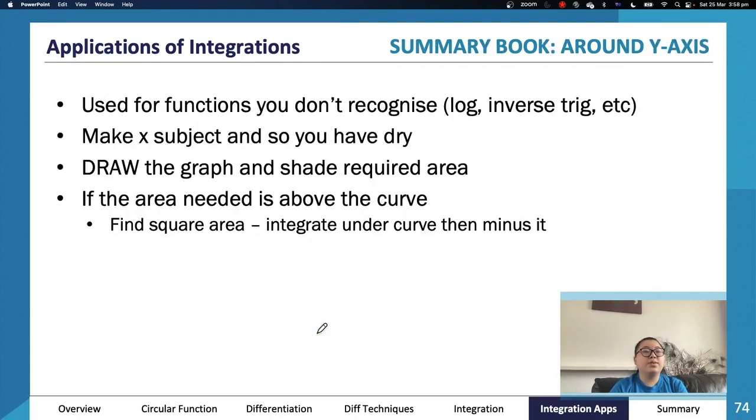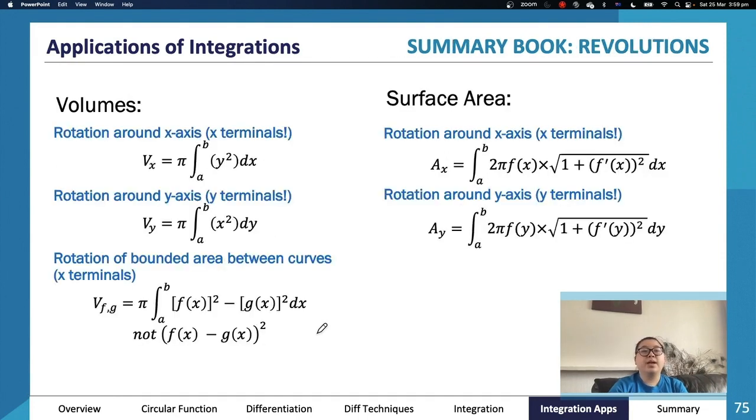All right, so in terms of applications of integration, the main thing is that we use it for functions that we don't recognize or that don't have direct integration. Then we just make x the subject, and we can draw and shade and always visualize what you're trying to find. These are the equations that you can use. I would recommend having these on your bound notes somewhere just to have a look and be able to see.